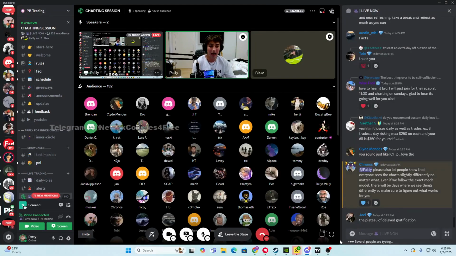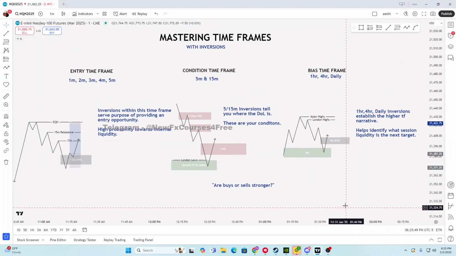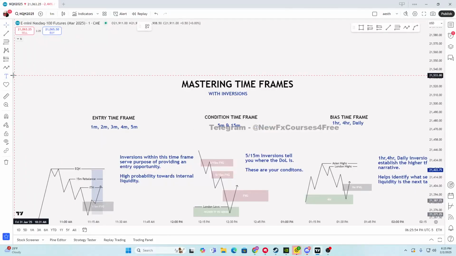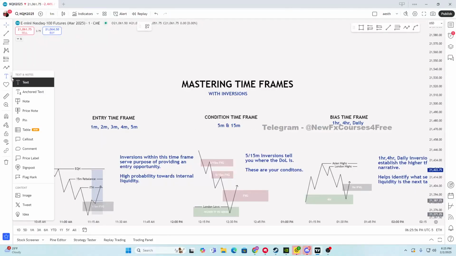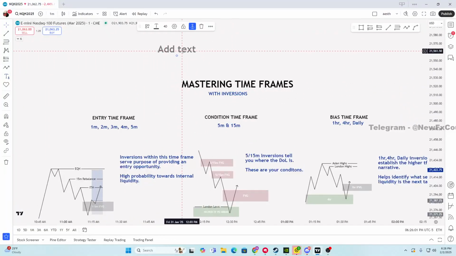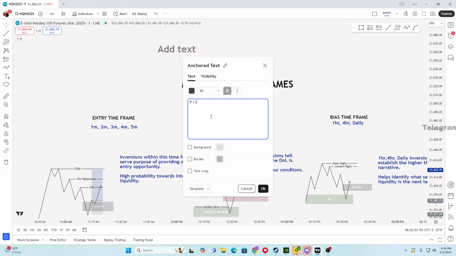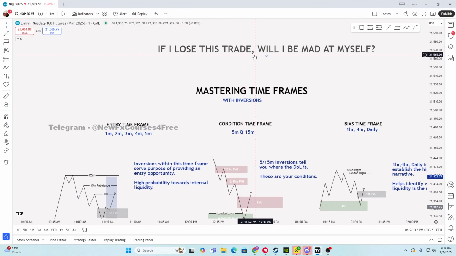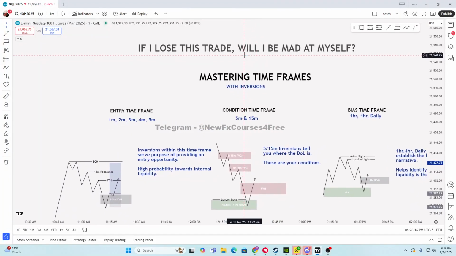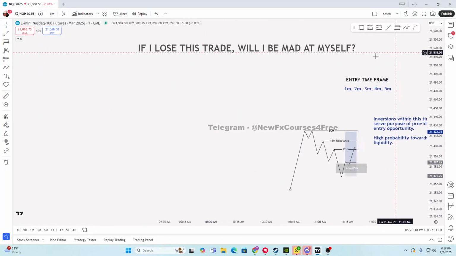I have one line, one quote that I tell myself every single time before I go into a trade, and it has saved me from losing so much goddamn money, bro. If I could put this in 7 million font size, I would. If I lose this trade, will I be mad at myself? The amount of technical and psychological things that go through my head when I ask myself this question, I can speed run this for you real quick.